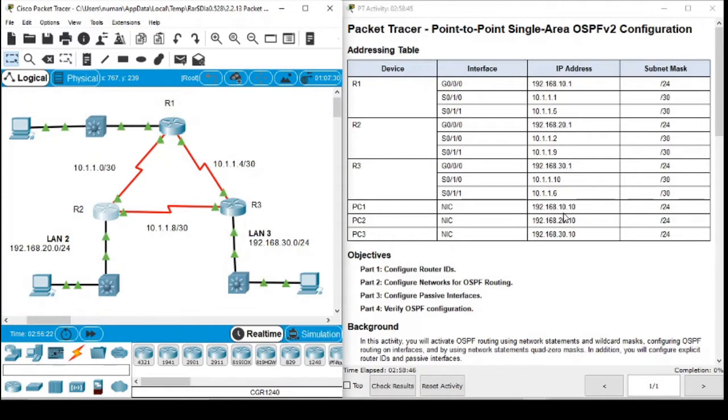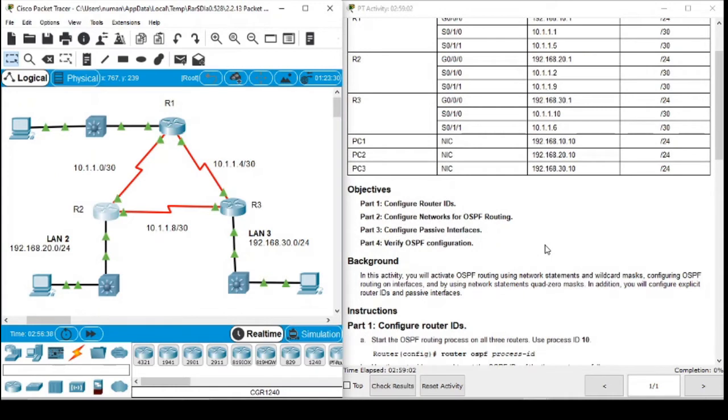This is the addressing table given here, with all the interfaces which we are using in our configuration, and the IP addresses with their subnet mask prefix notations. IP addresses are already configured on all the router interfaces. In this topology, we configure OSPF by using the network statement command with wildcard mask, and also the network statement with quad 0, and additionally we configure the router ID and the passive interfaces.